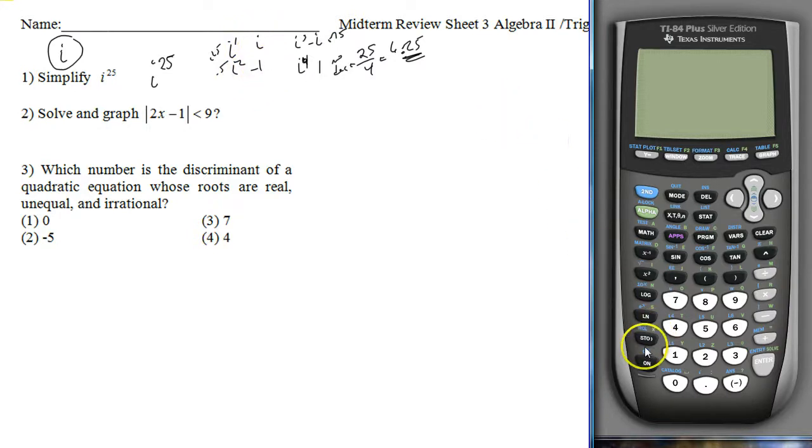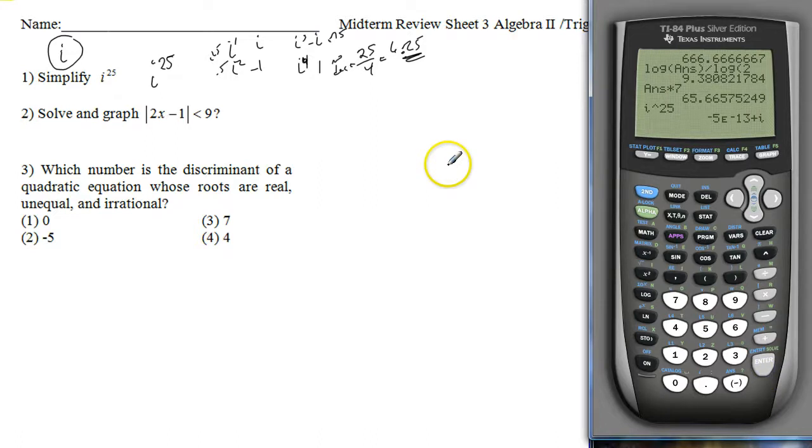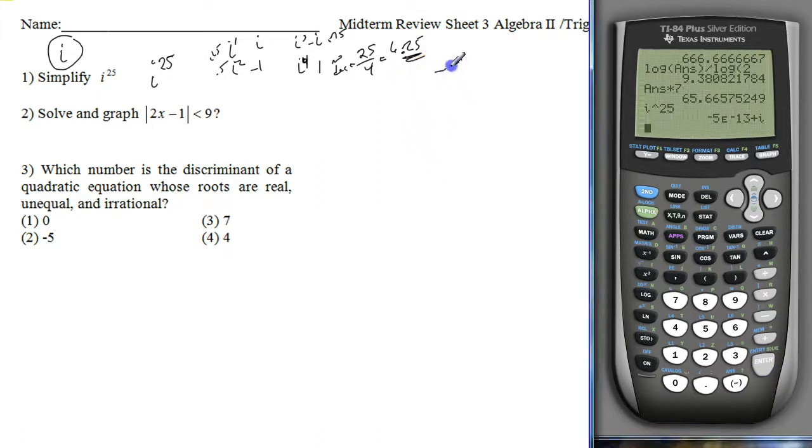And finally, the third way would be actually type it in your calculator, except you usually get something weird. So i caret 25. And now look at it. I get -5 e to -13 plus i. Now you need to know this is scientific notation, and it's just a little glitch in the calculator. So this is really a 0. So this is 0 plus i. That's why the answer is i. So I don't care how you do it, just make sure you can get it right.